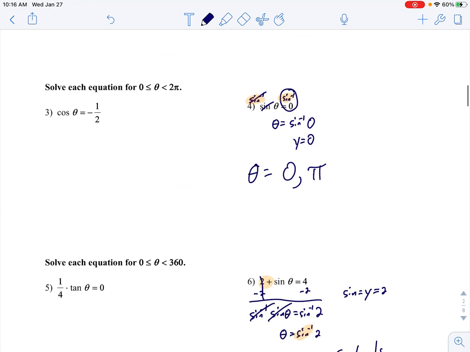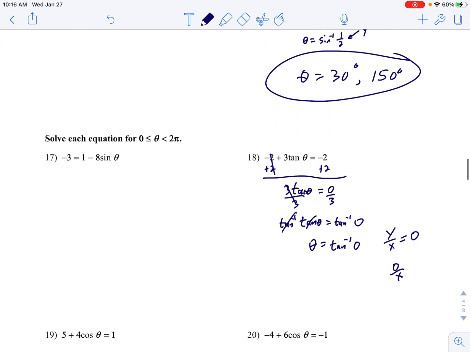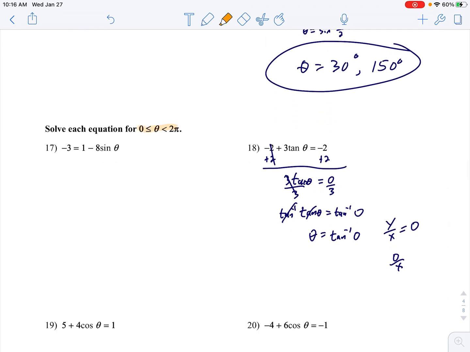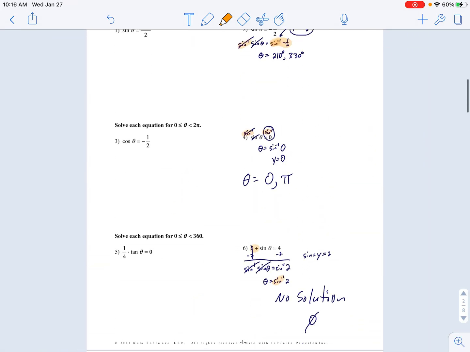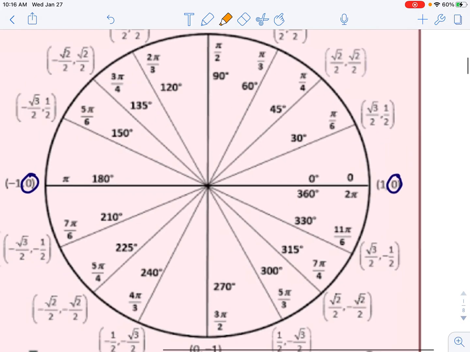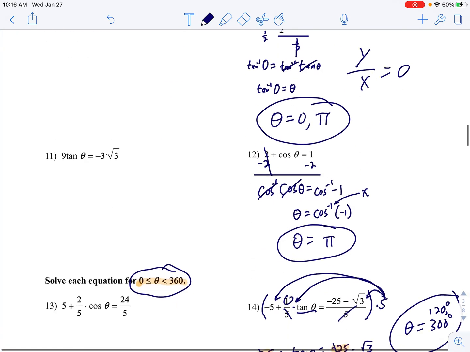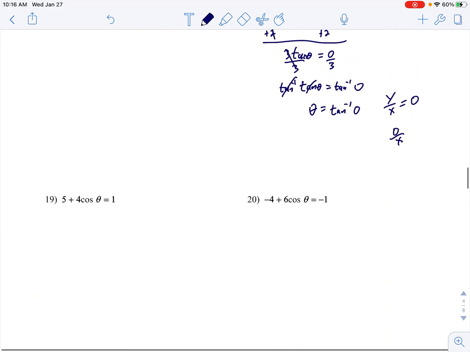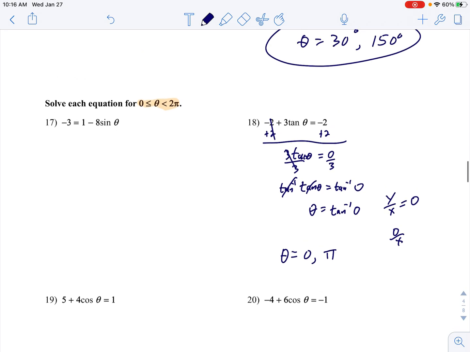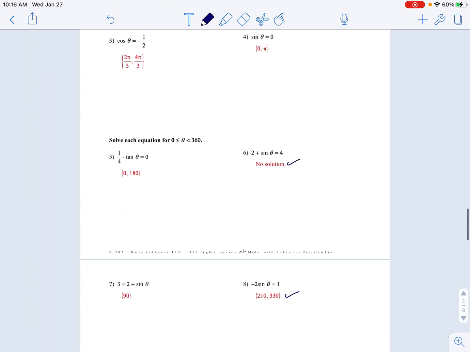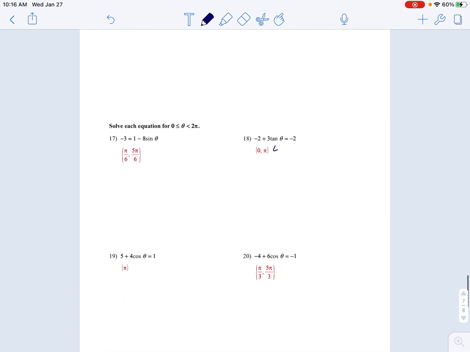Now I got to read my directions. I don't remember if I'm supposed to be in degrees or radians at this point. These exercises are in radians. So what are the radian answers? The radian answers are going to be 0 radians and pi radians. 0 and pi. So theta equals 0 and pi. Let me circle that and check the answer. Number 18, 0 and pi.